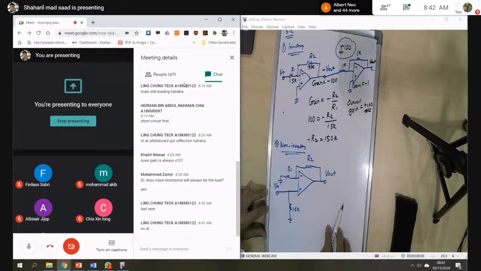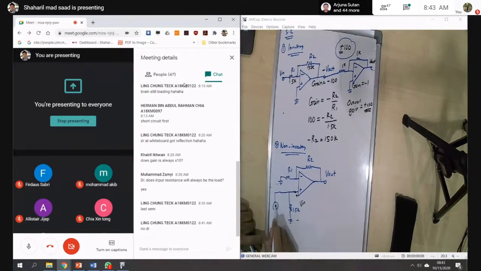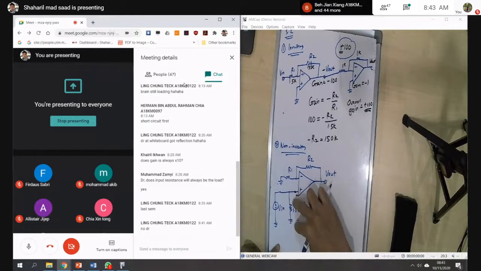At this point, the voltage is also equal to V in, because V in here is in parallel. Let me draw it like this to make it clear, plus minus. So V in here and V in here, and the voltage at 1.5K is in parallel.